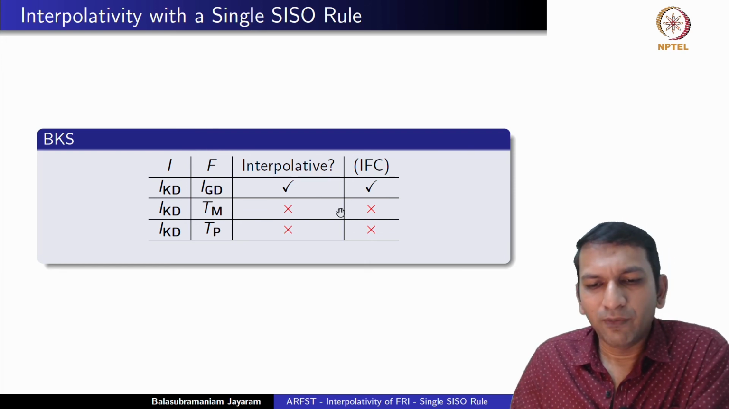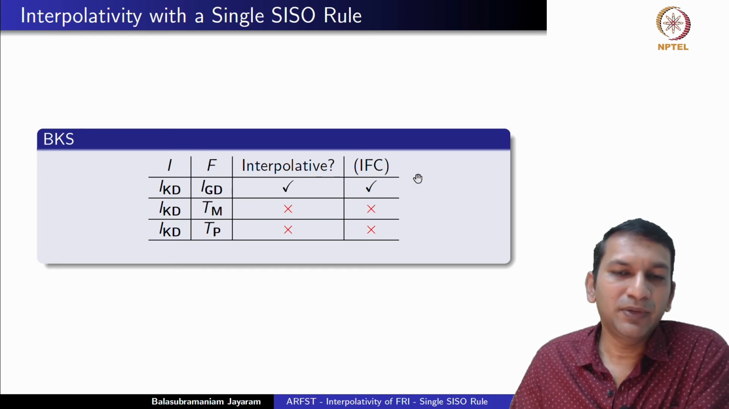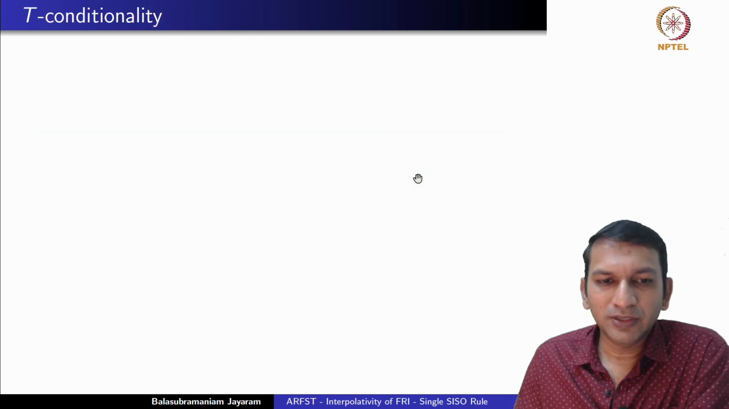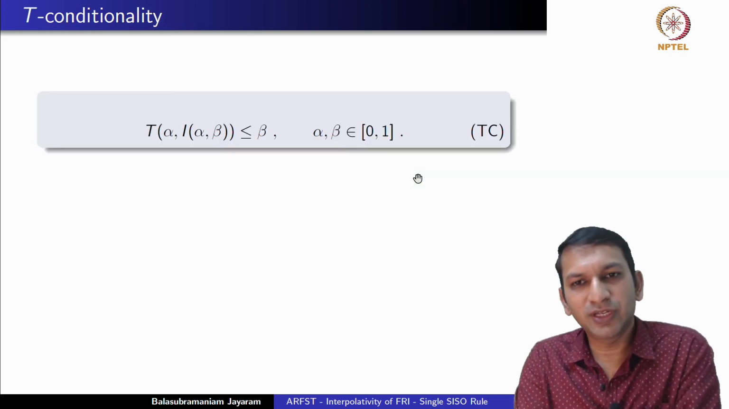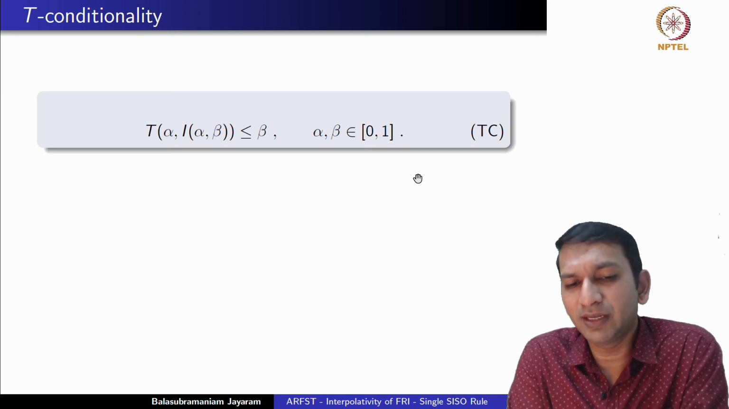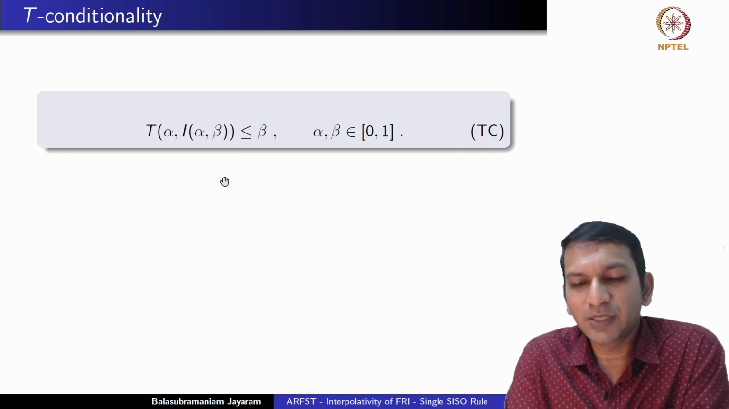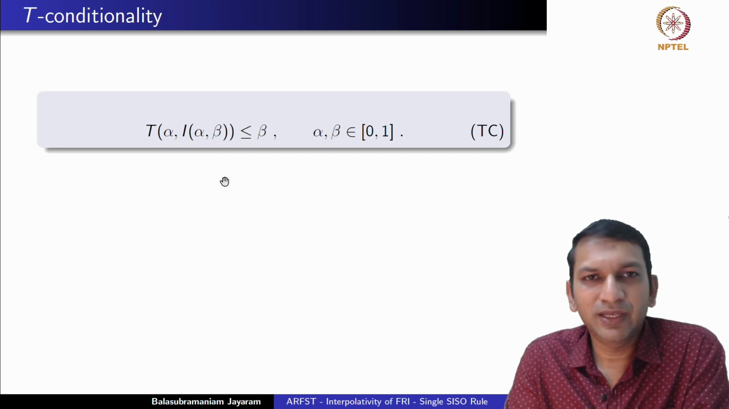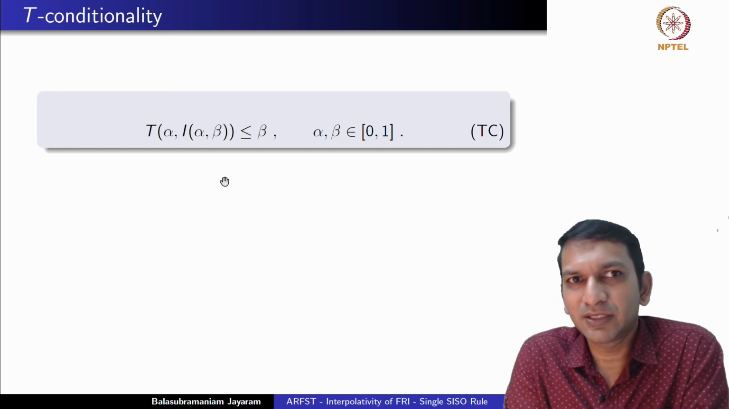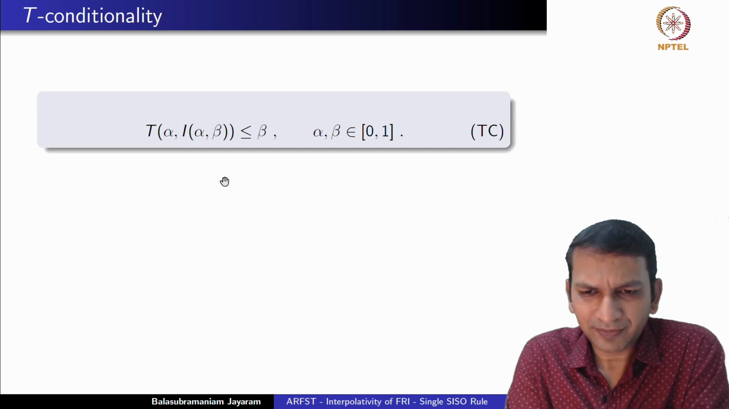Now, why did we tag this inequality as IFC and the previous one as TFC? Because there is a functional inequality involving a T-norm T and an implication I as follows. You will see that if you put F here, this is essentially TFC. This inequality has been studied in the literature under the name of T-conditionality. That is why we came up with this tag, abbreviating TF conditionality and IF conditionality.